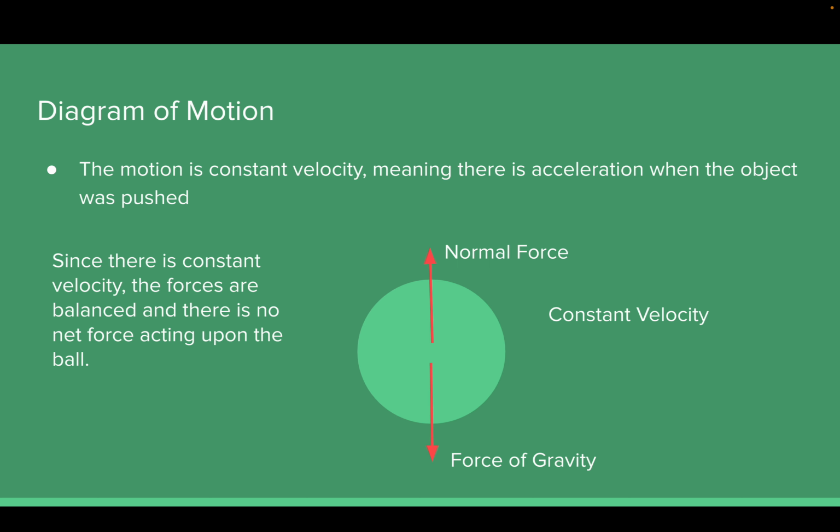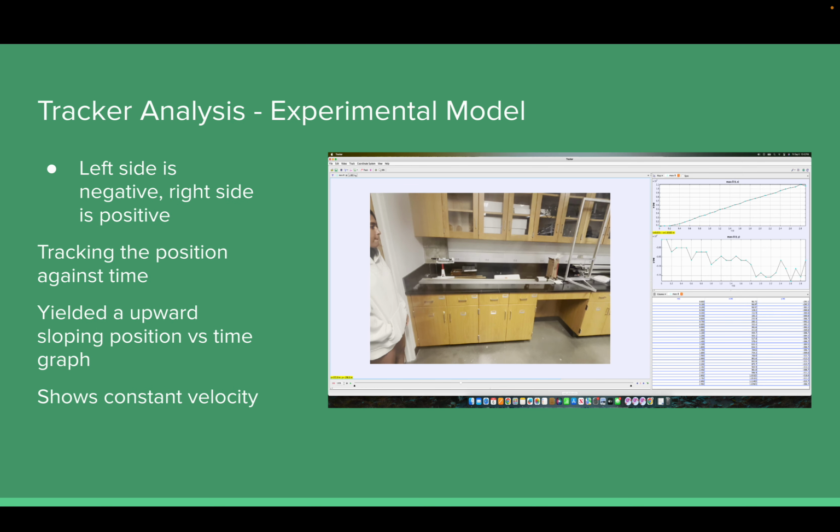In constant velocity, there's no acceleration, so force is equal to zero. This is shown by Newton's second law, where F equals ma. If there's a constant velocity, there's no acceleration, so F equals m times zero, so F is equal to zero. In the tracker analysis, I tracked the position against the time, and it yielded a positive sloping position versus time graph with constant velocity. The object is moving from left to right as well.